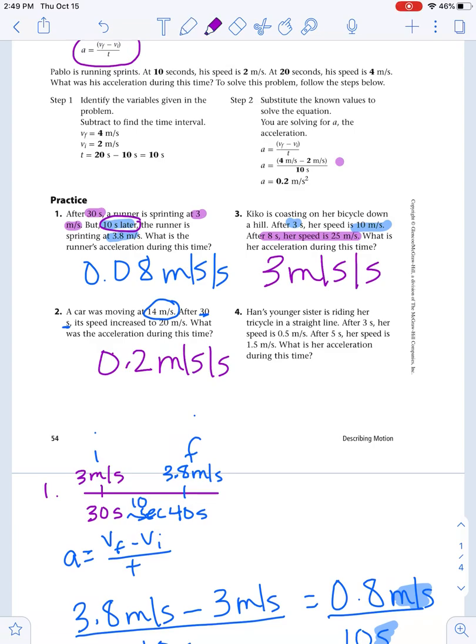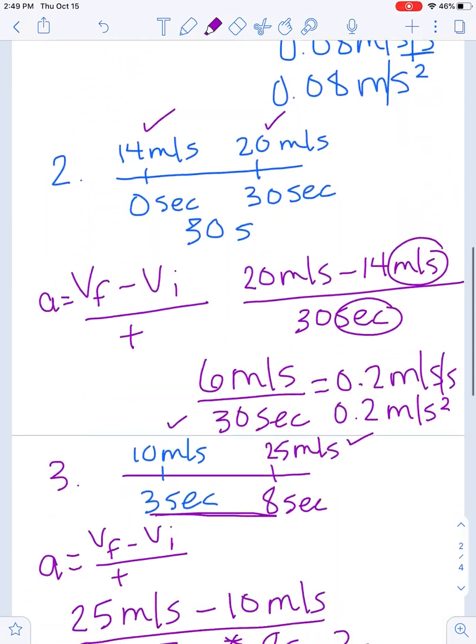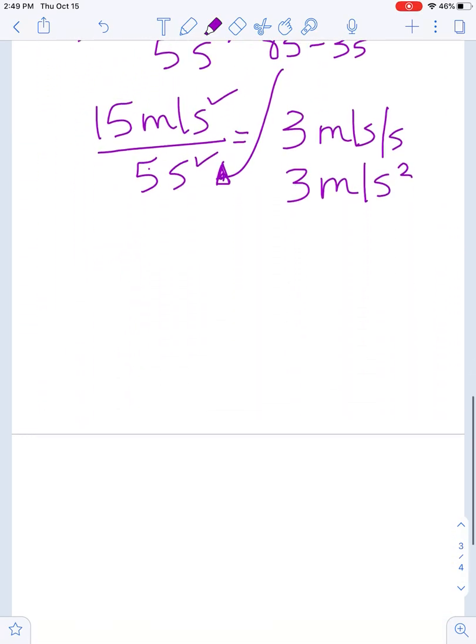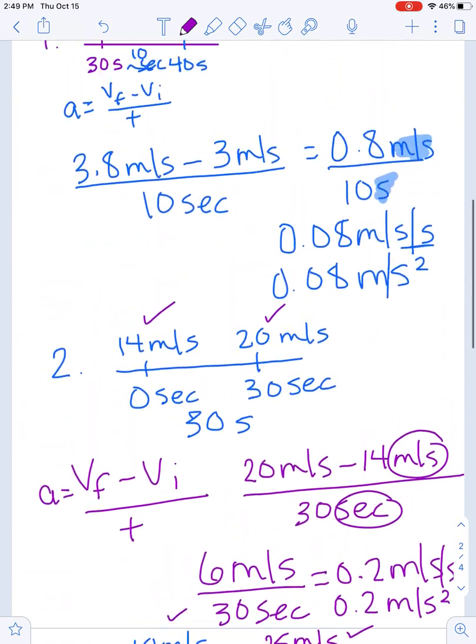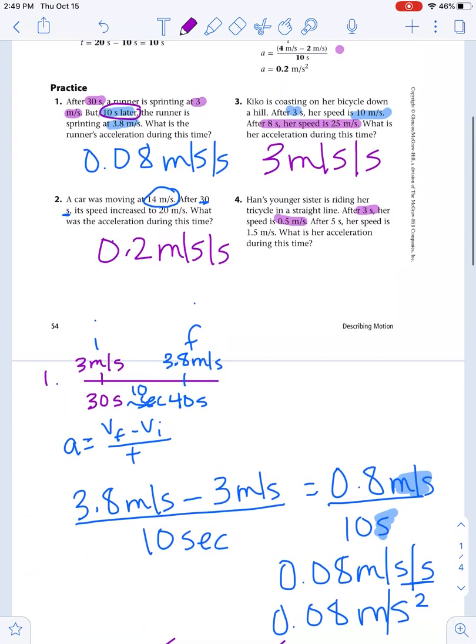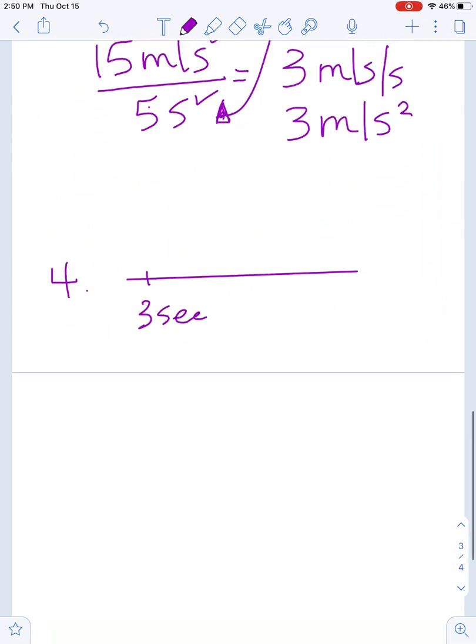So let's identify some of the parts that we know. We have 3 seconds and 0.5 meters per second. So we're just going to take that on down here, draw our line, and we have 3 seconds. Let's go back up and double check what that time was. That speed was 0.5 meters per second.